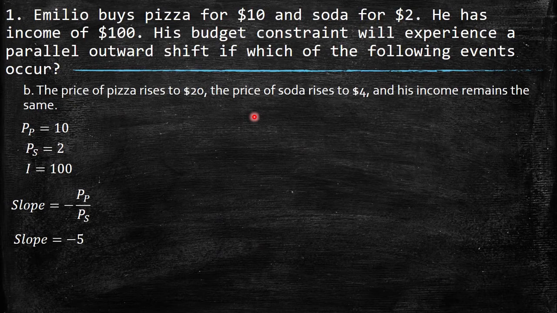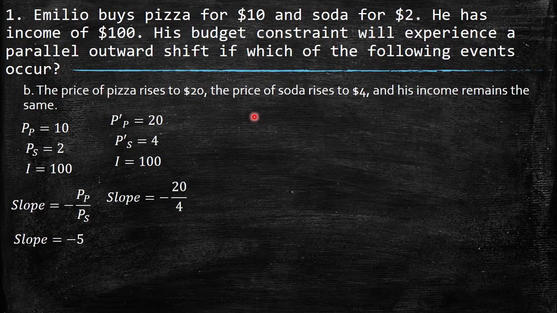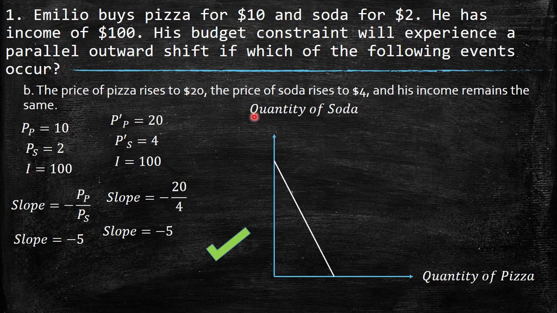Second one: the price of pizza rises to 20, the price of soda rises to 4, and his income remains the same. So the price of pizza is equal to 20, the price of soda is equal to 4, and the income is exactly the same. The slope should be the price of pizza, 20, over the price of soda, 4. Then you will get a slope of minus 5. Then it's exactly the same. So we're getting right here. Then we know that this is the first situation.